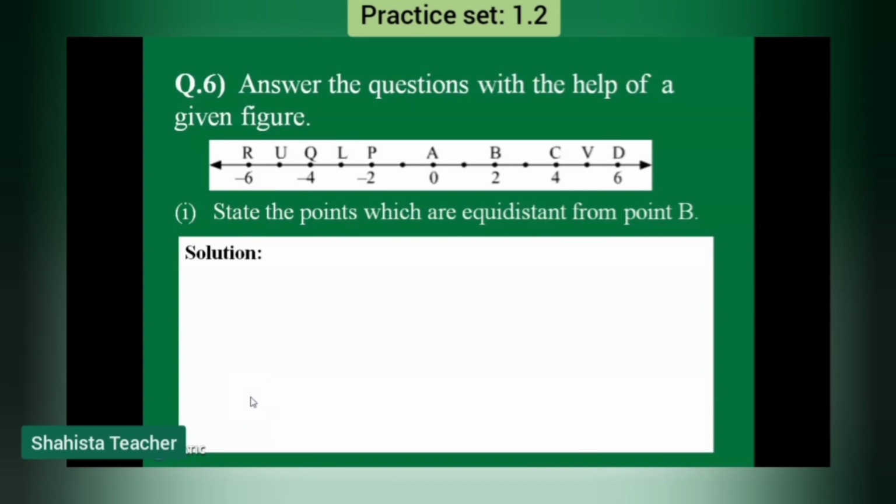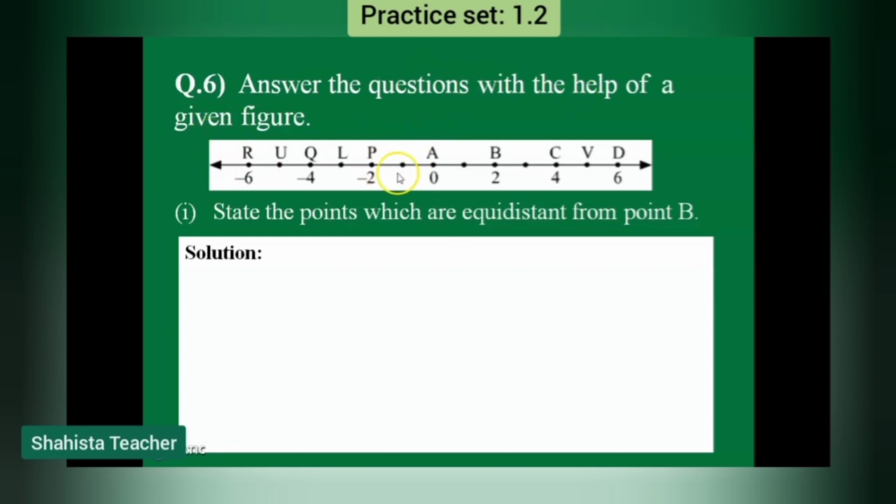Last question of this practice set 1.2. Question number 6. Students, question number 6 carries 3 sub-questions. So let's solve all the 3 sub-questions one by one. Answer the question with the help of the given figure.